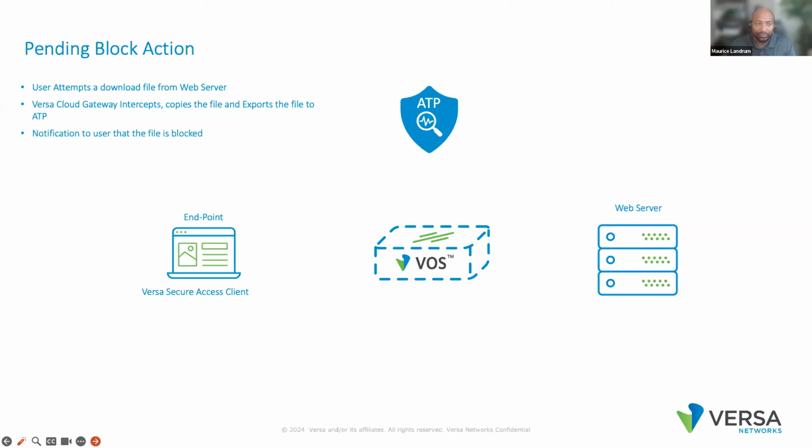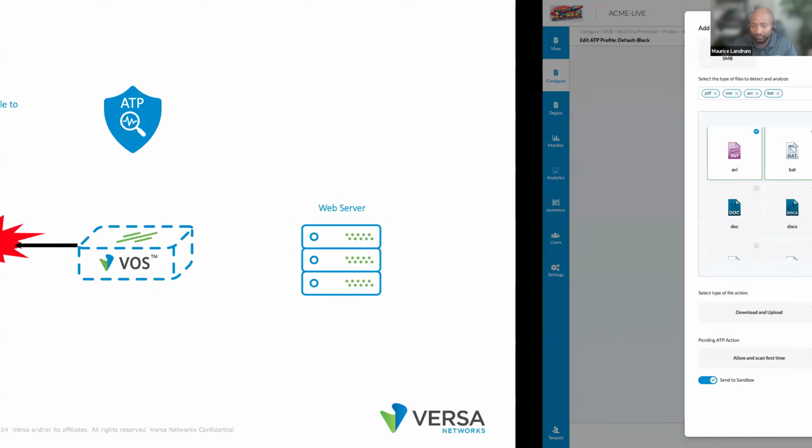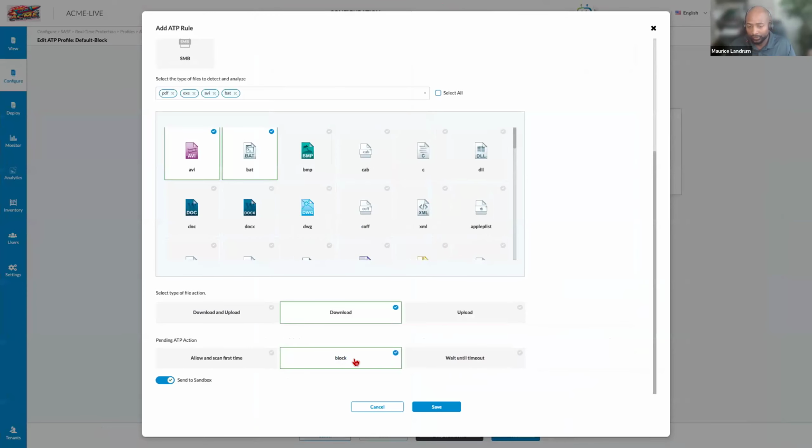All right, so after that file has been blocked, the user will see a notification on the machine on the right, where it says, hey, you're blocked. Again, just to reiterate, the first download of that file, even if it's clean or malicious, if you have this configuration set to block, then we will block the file the first time. Each and every subsequent time, if the file has been determined clean, then we will allow the file.